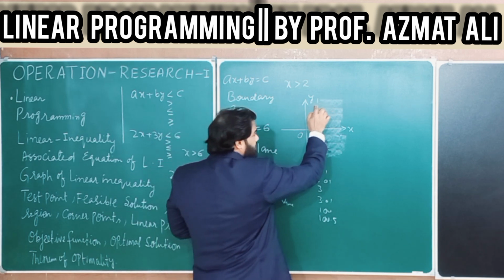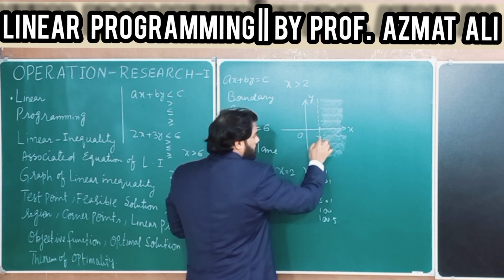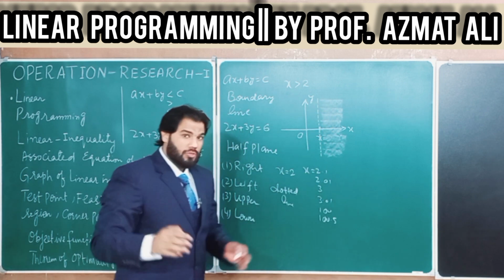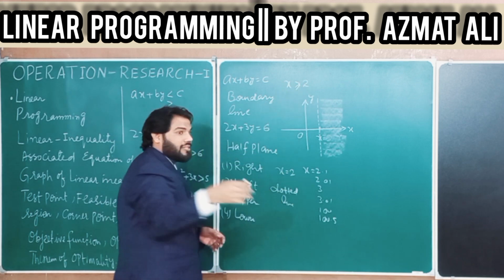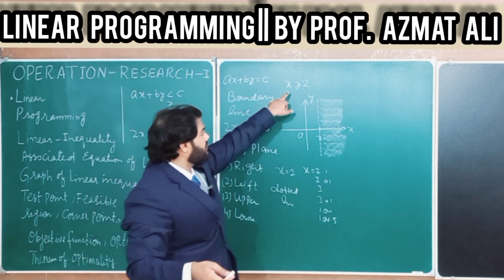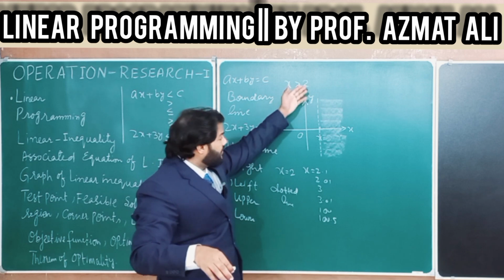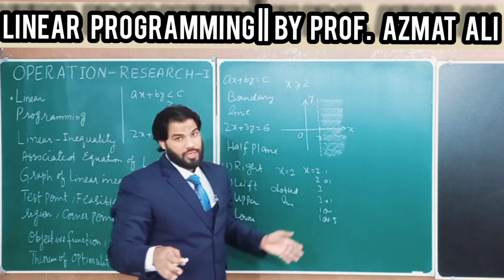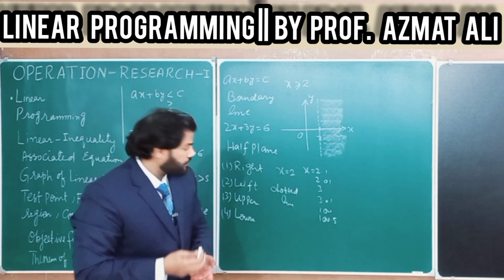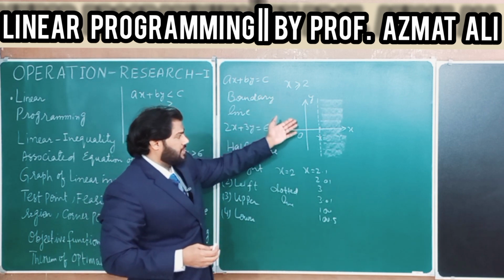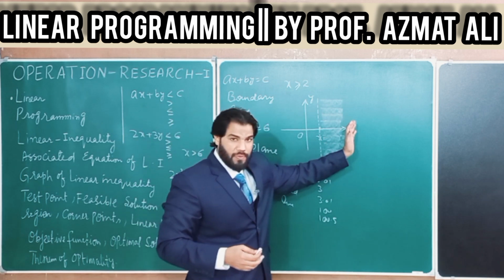So now this is the dotted line. But when you see here our inequality contains a less than or equal to or greater than or equal to sign, that is, the equal sign is present in our inequality, then the boundary line will be a solid line, not a dotted line. Okay. So this is the example of a right half plane.